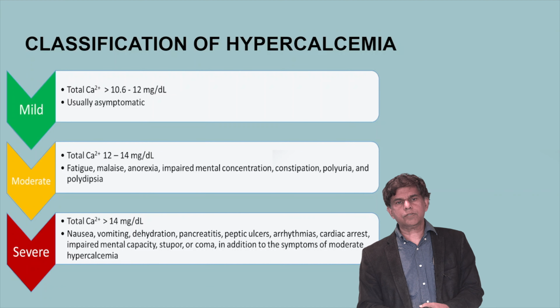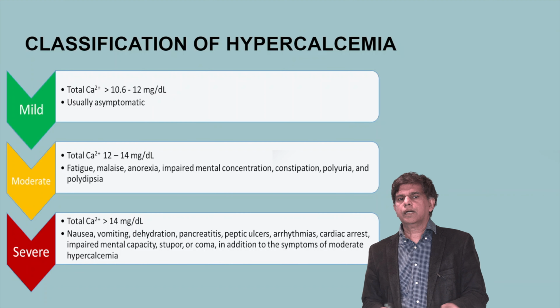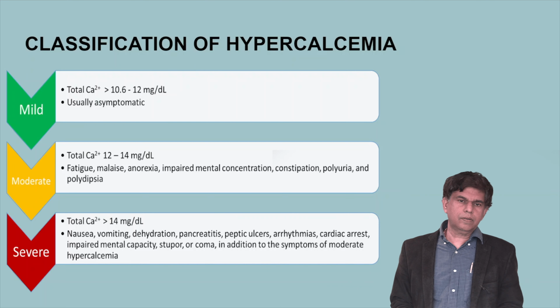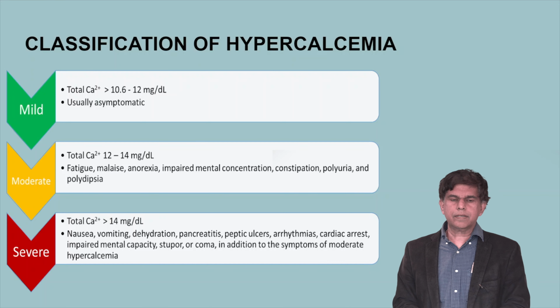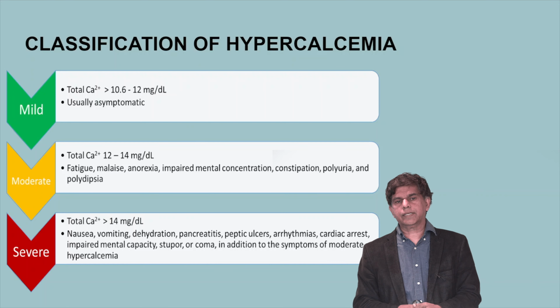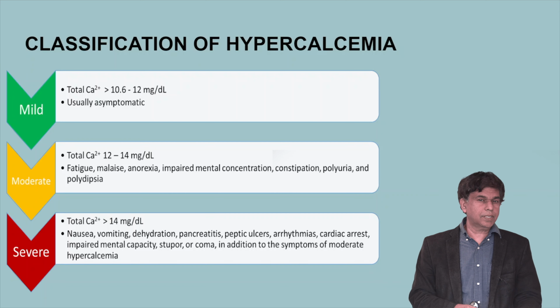Classification of hypercalcemia: you can say mild, moderate, and severe. What is mild? Greater than 10.6 to 12. Moderate is 12 to 14, and then severe is 14 and above. Depending upon the level, the symptoms are different. Usually mild is asymptomatic.